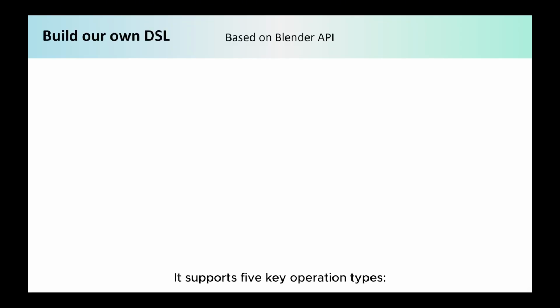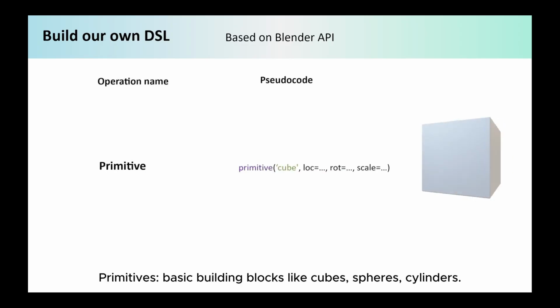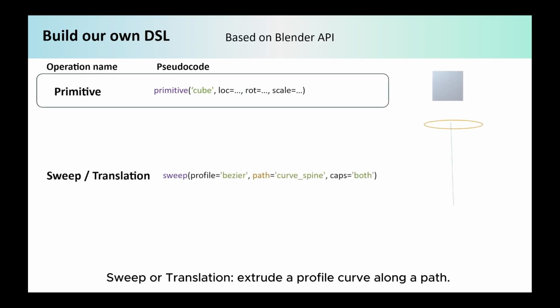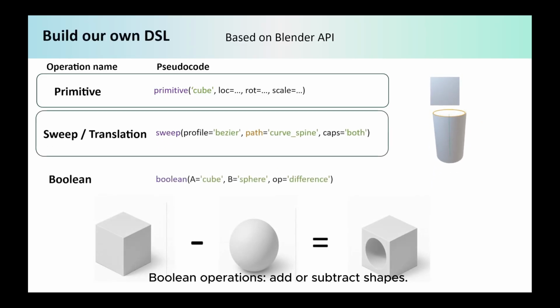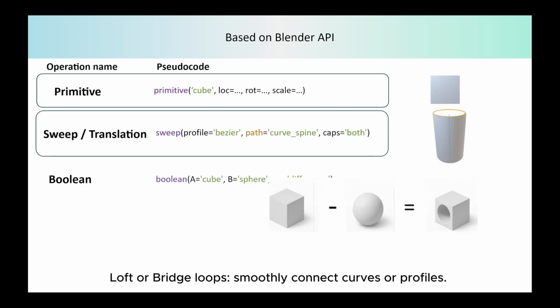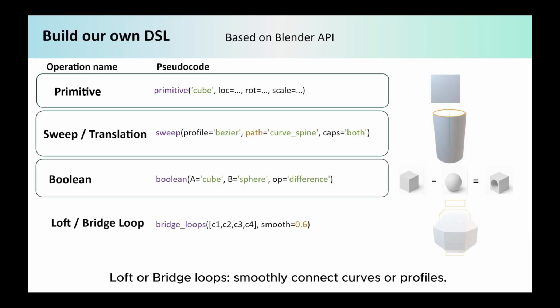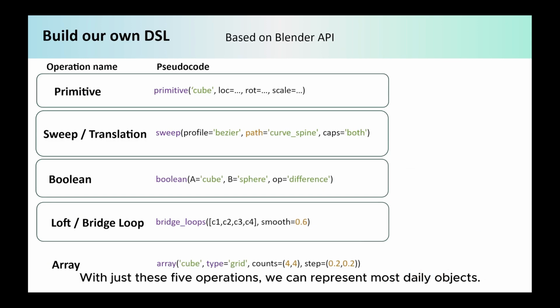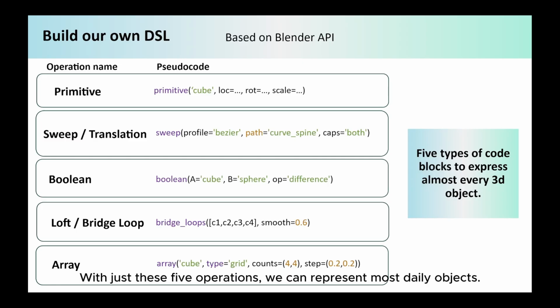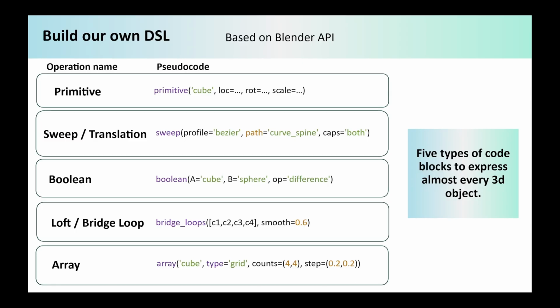It supports 5 key operation types: primitives, basic building blocks like cubes, spheres, or cylinders; sweep or translation, extrude a profile curve on a path; Boolean operation, add or subtract shapes; loft or bridge loops, smoothly connect curves or profiles; array, repeat patterns. With just these 5 operations, we can represent most daily objects.